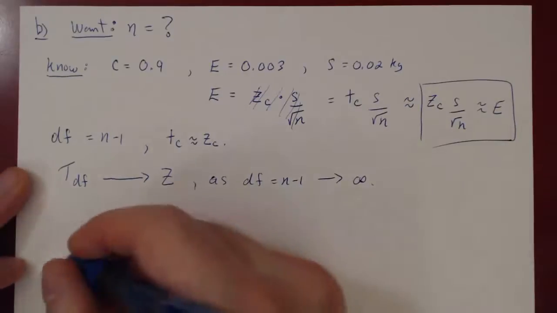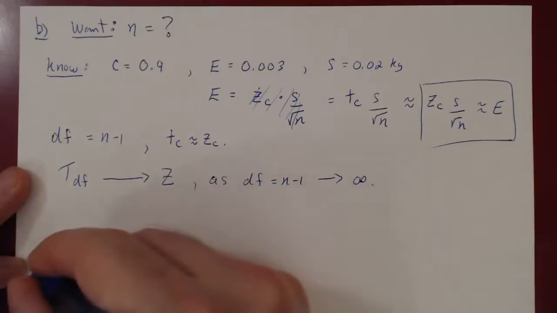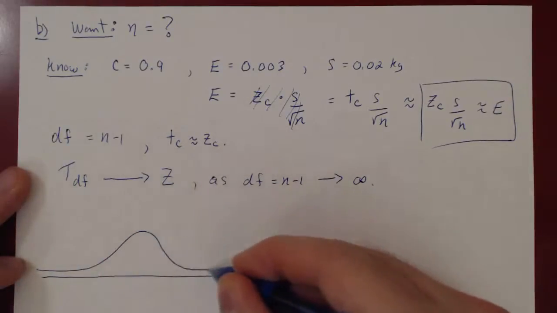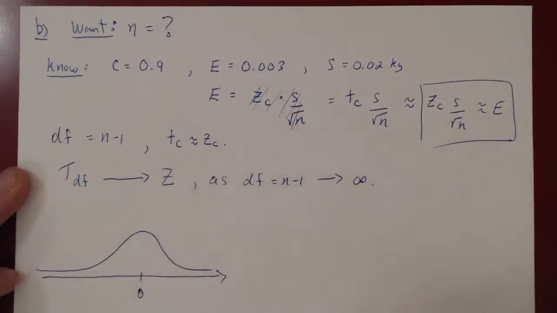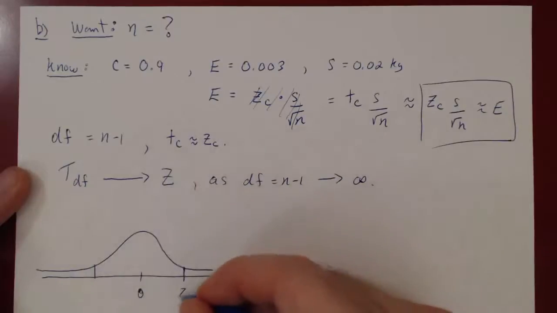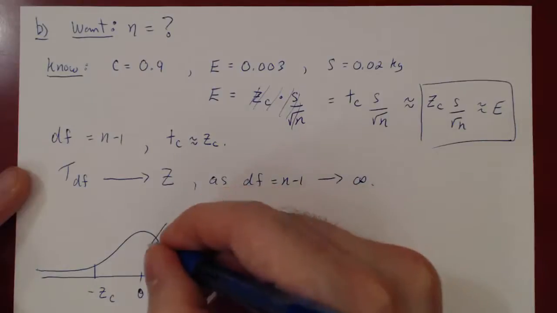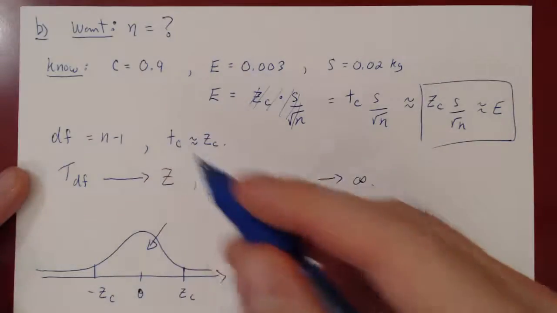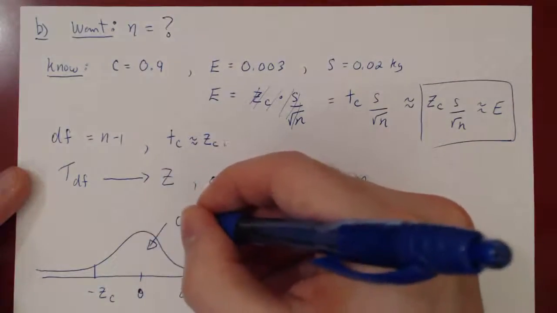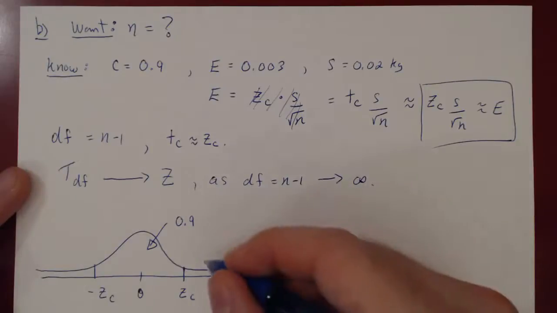As always, we draw the distribution. Here we have the z distribution, symmetric about 0. We want a 90% confidence level, so we break up the interval into 3 parts. ZC the right-hand point, negative ZC the left-hand point. The area in the middle is the confidence level, so 0.9. That leaves 10% for the two tail ends. By symmetry, they have the same area, therefore 5% for each.